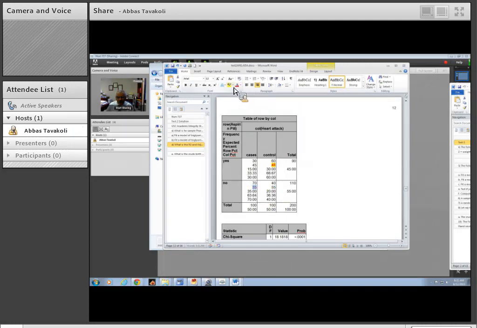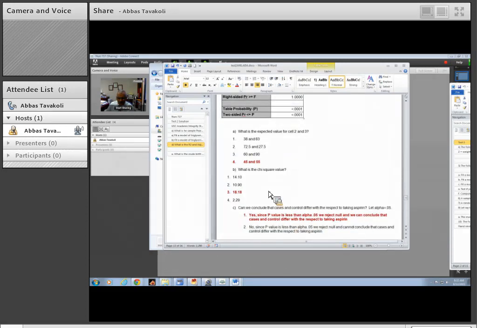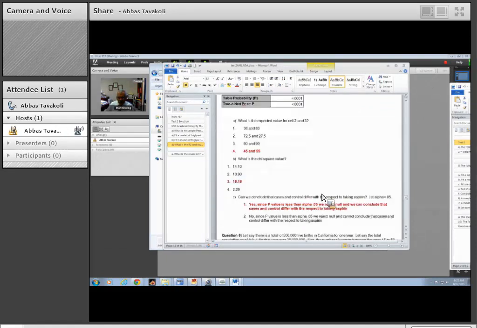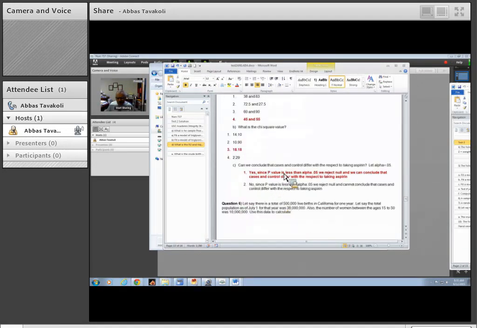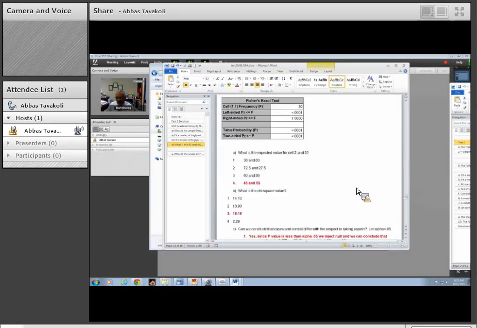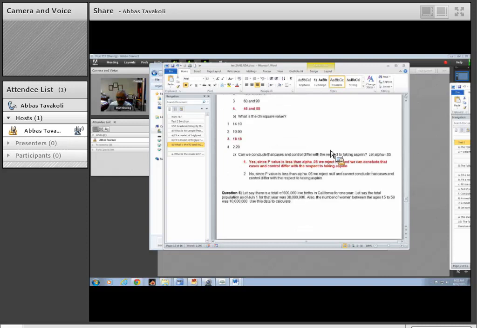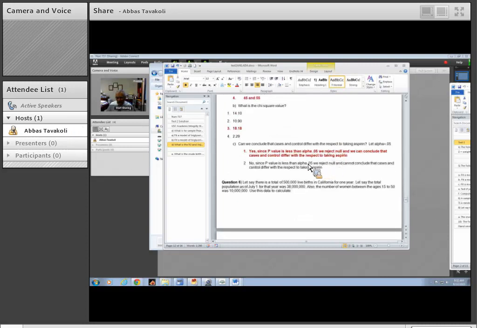You can see it tells you the first one is frequency, the second value is expected value, and then cell percentage, row percentage, and column percentage. What is the chi-square value? Again, the chi-square value is 18.18. Can we conclude that case and control differ with respect to taking aspirin? Again, since the p-value 0.0001 is less than alpha 0.05, therefore we reject the null and conclude the case and control are different with respect to taking aspirin. That is the correct answer.